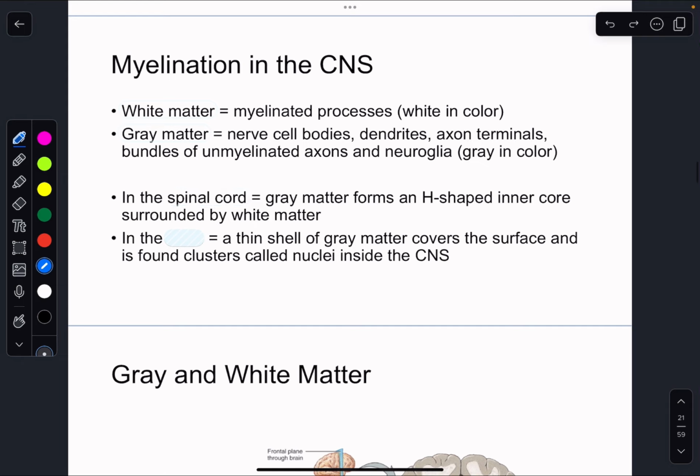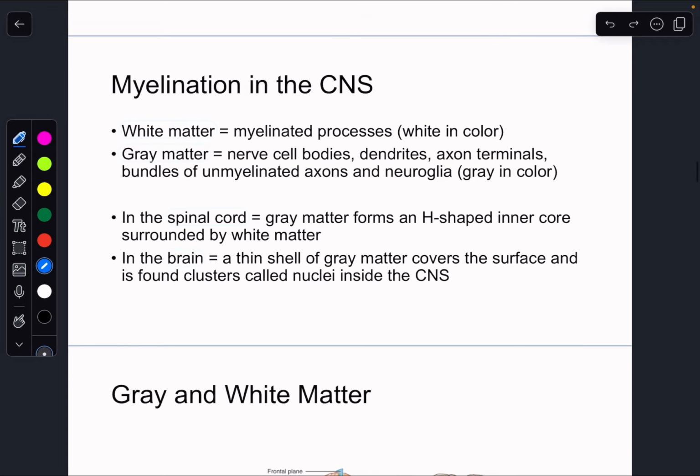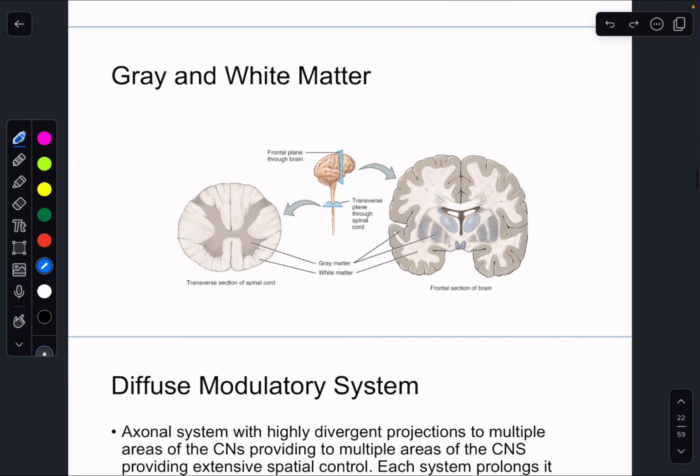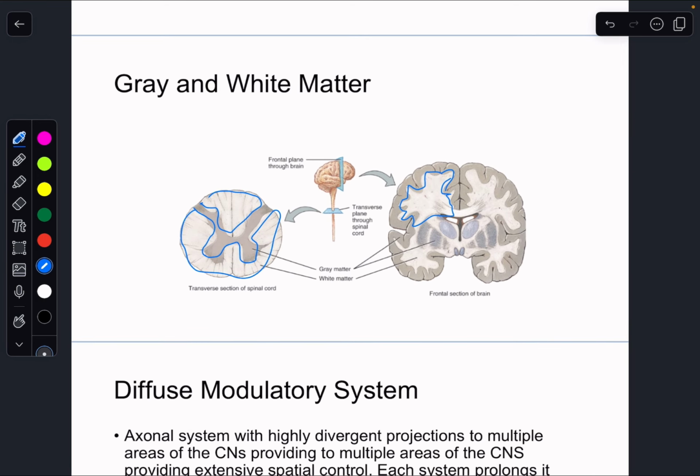In the spinal cord, the gray matter forms an H-shaped inner core surrounded by white matter, and then in the brain, a thin shell of gray matter covers the surface and is found in clusters called nuclei inside the central nervous system. All right, gray and white matter, that's what it's basically saying. Right here in the spinal cord, the white right here is myelinated. Whereas in the brain, it's kind of backwards, because now the white is the inner portion. And in the white portion right here, I'm not going to cover all of it, that right there is myelinated.